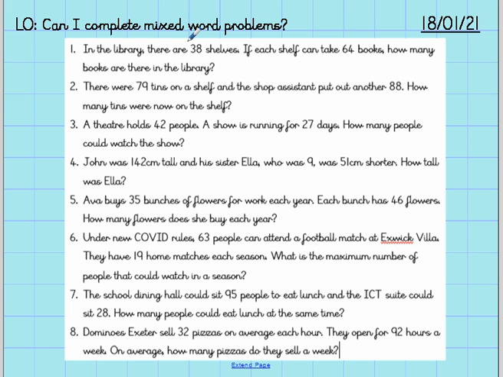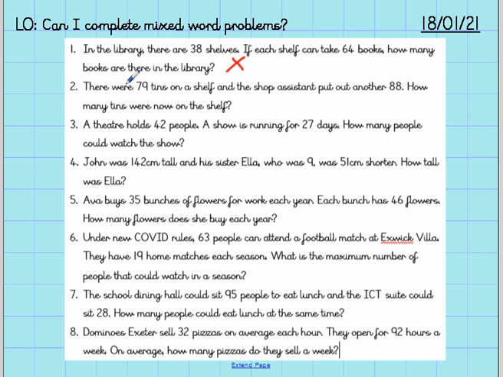In the library, there are 38 shelves. If each shelf can take 64 books, how many books are there in the library? So this question is asking, we've got 38 lots of 64, haven't we? So 38 times 64. So the first one is going to be a multiplication.